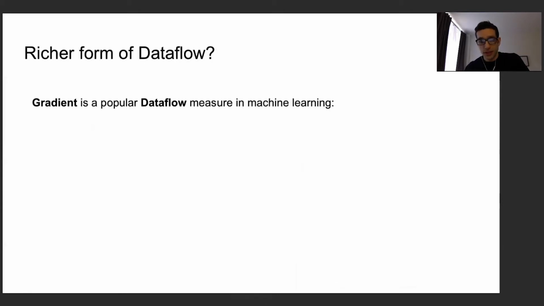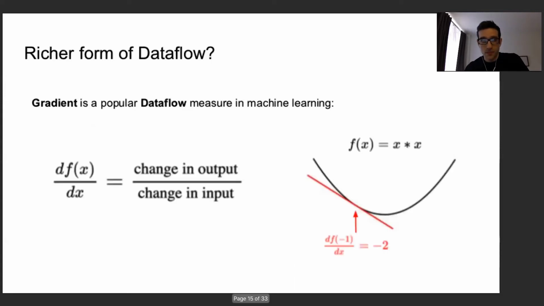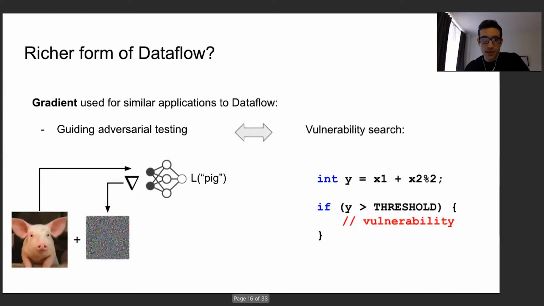We start by observing that gradient is a popular measure of data flow in machine learning applications. Gradient is defined as the ratio of the change in function input to function output. Or alternately, if you plot a function, you can think of the gradient as the slope of the function at a given point. Either way, gradient acts like a data flow measure through a function for the current input.